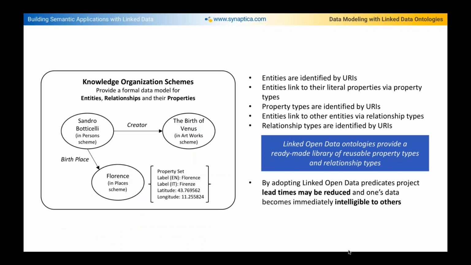Once we've got our knowledge organization schemes whiteboarded out, and we've abstracted the sorts of entities that we need to deal with, the types of relationship that we need to specify, the types of properties that we need to capture, then we can literally start building schemes to store them. And I'm going to illustrate that process in a second. Because we're doing all of this as linked data, we want, as far as possible, to adopt pre-existing schemes, and linked open data ontologies provide a ready-made library of lots of reusable property types and relationship types that we can adopt, so we don't need to build everything from scratch. We can jumpstart our project.